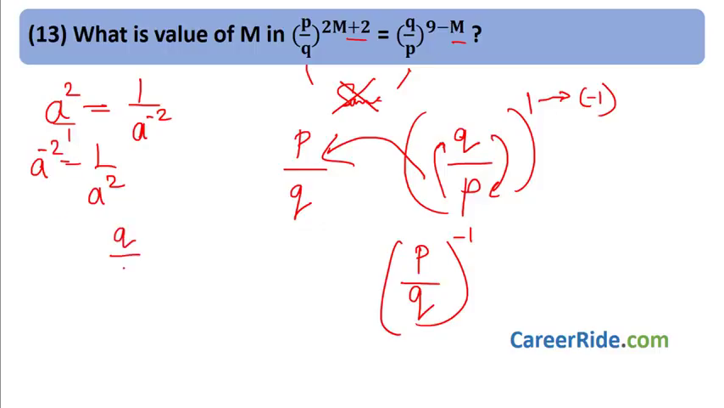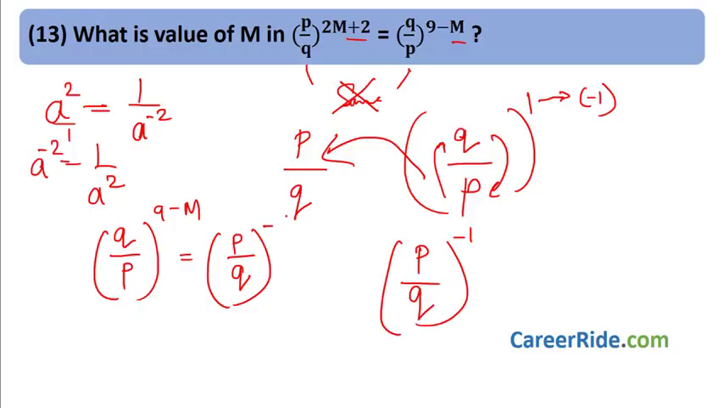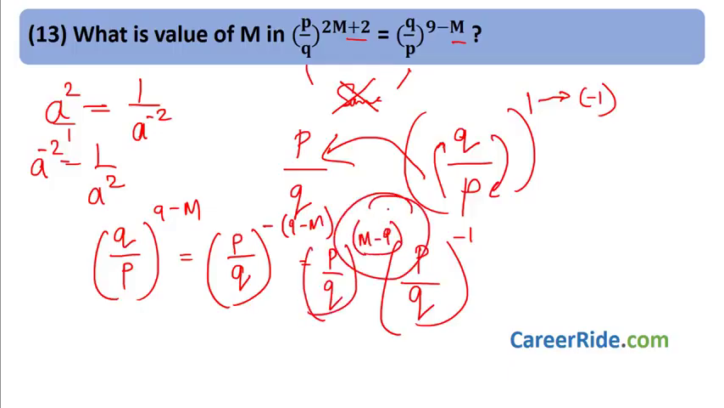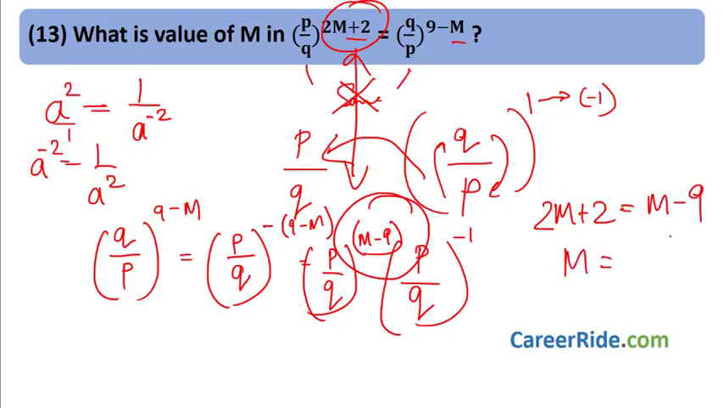So you can simply interchange. So q upon p raised to 9 upon m can simply be p upon q raised to minus 1 into 9 minus m. Okay, so you will have it p upon q raised to m minus 9. Now this m minus 9 can be compared with 2m plus 2. So we will have 2m plus 2 would be equal to m minus 9. 2m minus m, this minus 11 is the answer.